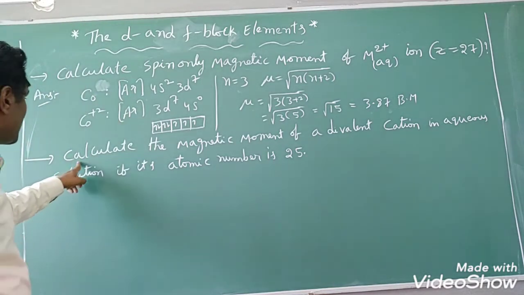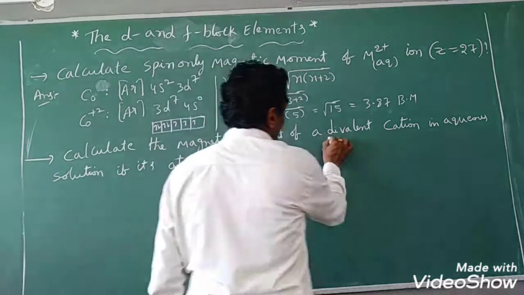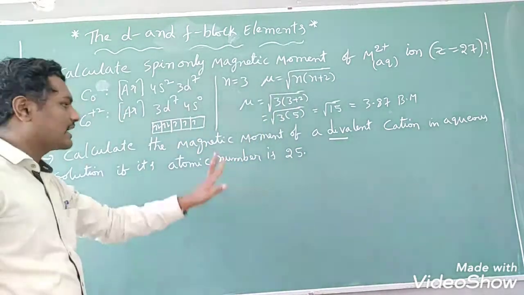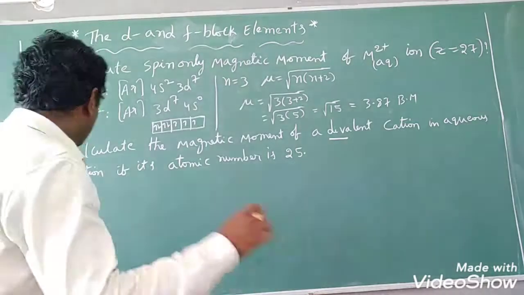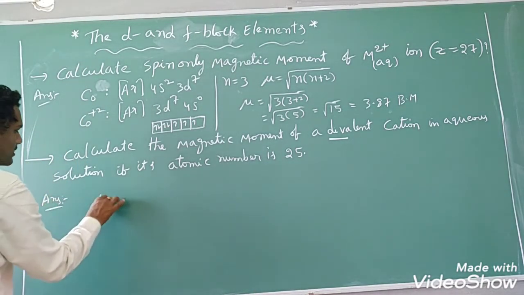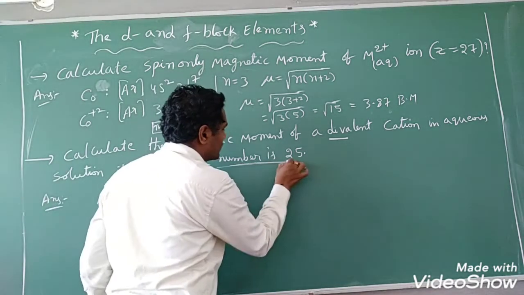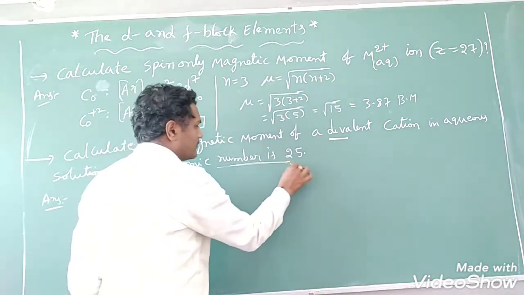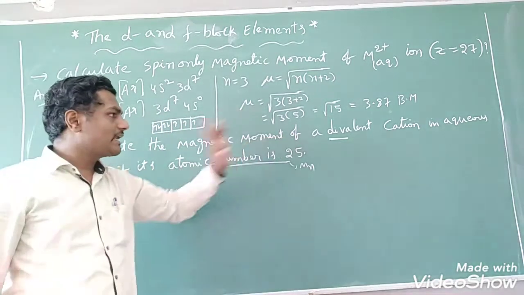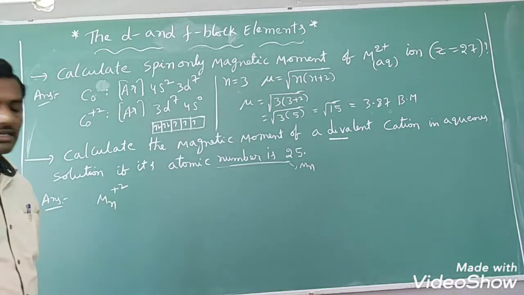Right? In the similar manner, students, calculate the magnetic moment of a divalent cation in aqueous solution if its atomic number is 25. Atomic number is 25 means which element is that? Manganese. We know already that. Manganese atomic number is 25, right? So manganese divalent cation, Mn+2, magnetic moment they are asking, right?